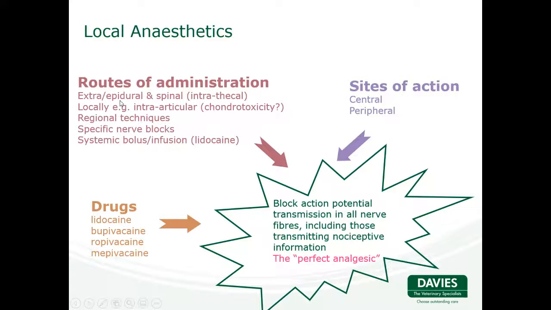Different routes of administration. They can be given locally, so just like a ring block or a specific nerve block, or regionally, so we could use multiple nerve blocks to affect the whole of, say, a forelimb or a hind limb. Say we're doing a TPLO, if we can block the femoral and sciatic nerves, that's perfect analgesia. We can use lidocaine only by a systemic bolus or infusion as a very good analgesic, and we can use them epidurally or spinally. So really, really useful drugs and really cheap.